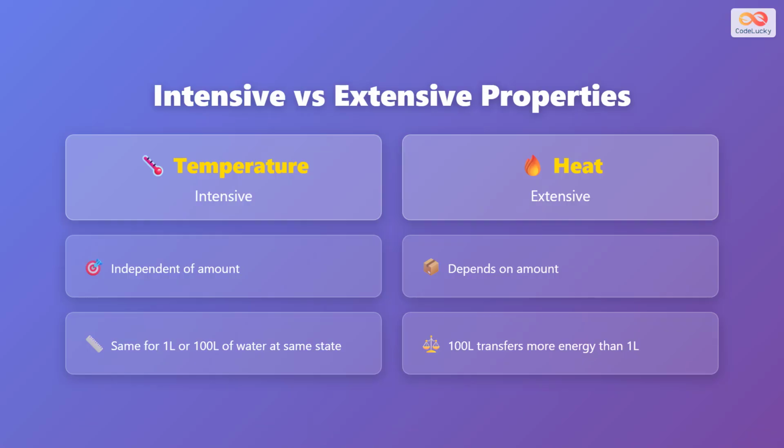This brings us to an important distinction in thermodynamics: intensive versus extensive properties. Temperature is an intensive property, meaning it's independent of the amount of substance. 1 liter of water and 100 liters of water can have exactly the same temperature. Heat, on the other hand, is an extensive property because it depends on the amount of substance. 100 liters of water at the same temperature as 1 liter contains much more thermal energy and can transfer far more heat to its surroundings.